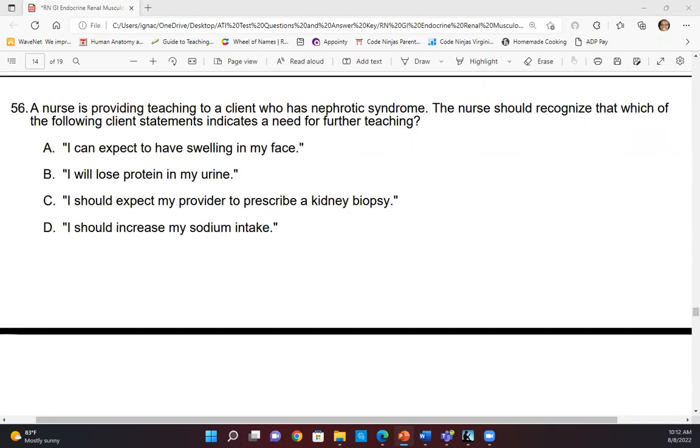A nurse is providing teaching to a client who has nephrotic syndrome. The nurse should recognize that which of the following client statements indicates a need for further teaching. So when we read these questions, we have to be careful to say, okay, is this a positive or negative question? In this case, it is a negative question. This is something we don't want the patient to say. This is something that shows that they don't have a clear understanding. Okay, so I'm going to pause for a second to let you read this question and put your answer in the chat, and then we will review it together.